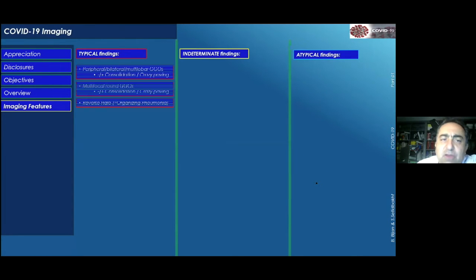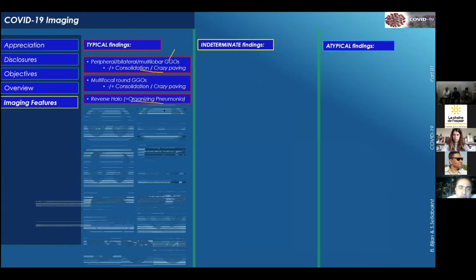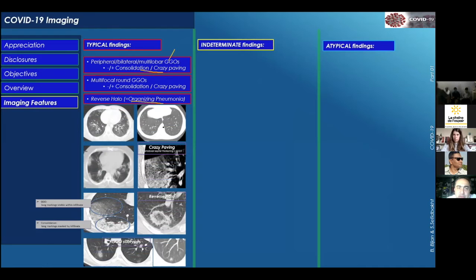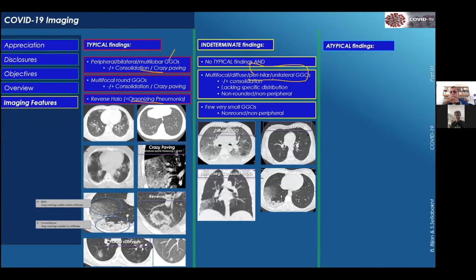So if I want to divide it into three, the typical one was that ground glass opacity, which was typical, peripheral, bilateral, multilobar, multisegmental, which may or may not be associated with crazy paving and ground glass opacity and consolidation. And then the reverse halo sign, last time we talked about it, atoll sign, which is a feature for organizing pneumonia. And these were the examples that we showed in the last lecture. Indeterminate findings are cases that are less typical, for example, unilateral or perihilar GGOs. They may or may not be associated with consolidation. And these are the examples of that.